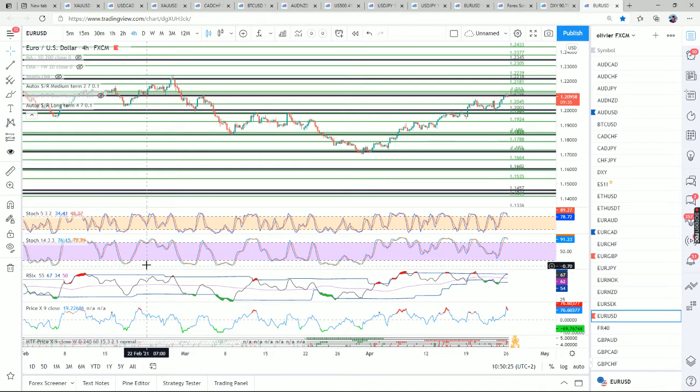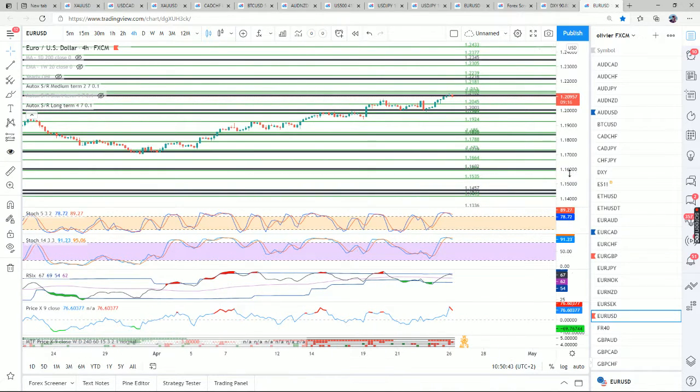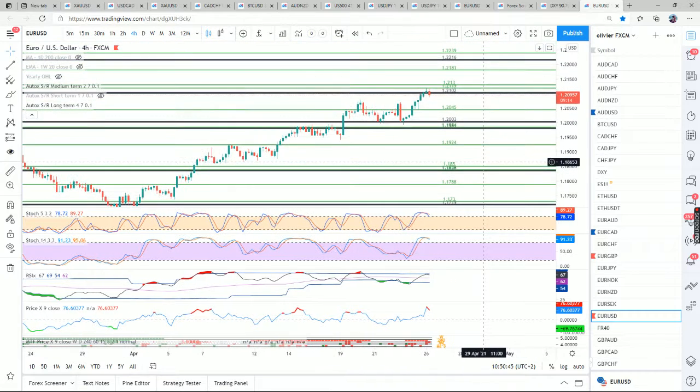And on the stochastics, we have 2 configurations, 532 and 1433. They are regular stochastics of TradingView. Nothing magical there. So how do we use them? We use them, as I said, to know how the price is.